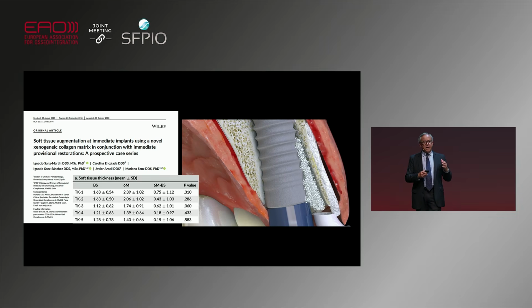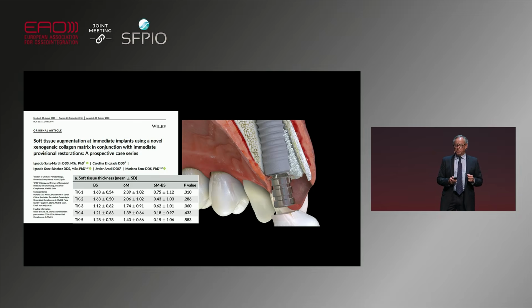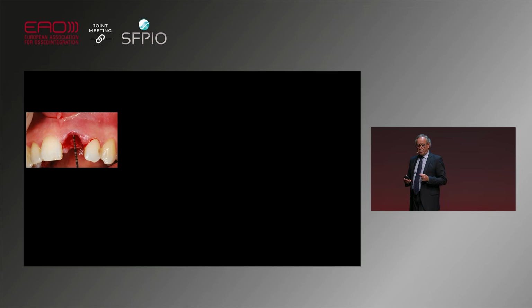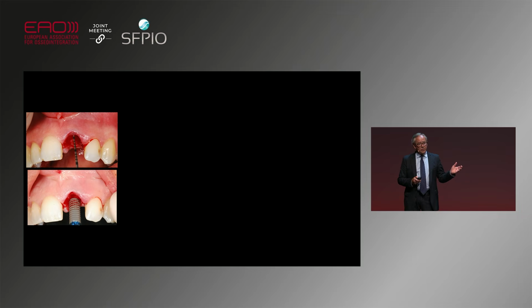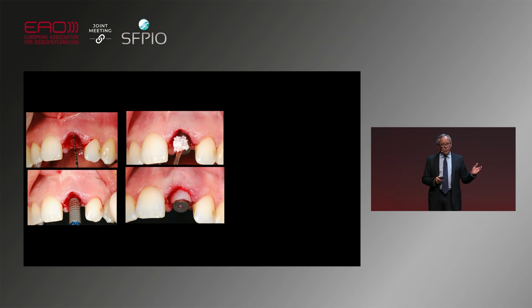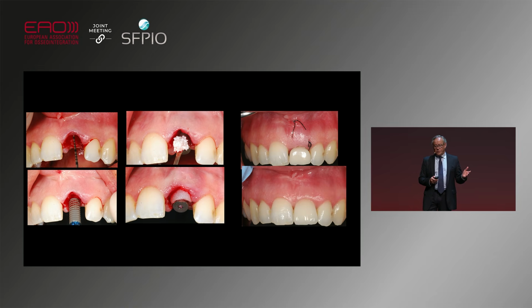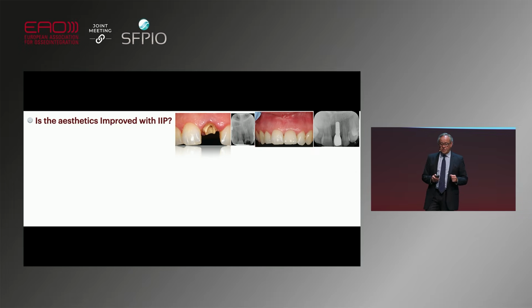And of course, we had lots of measurements, and we could ascertain that indeed we were able to maintain the position of that margin. And this is just one of these cases where we graft the gap, we place the collagen matrix, and then we place the provisional restoration, and this is the final outcome, which is a good aesthetic outcome in terms of maintaining that position of the mucosal margin.